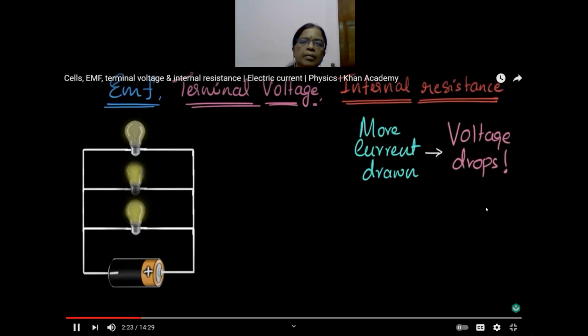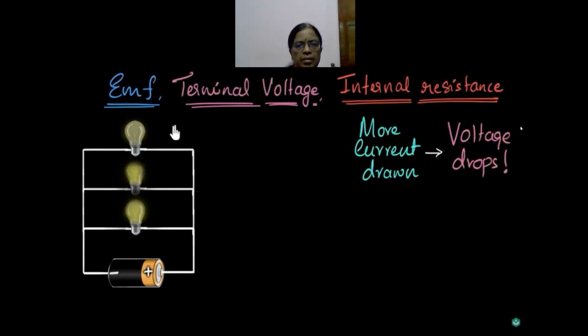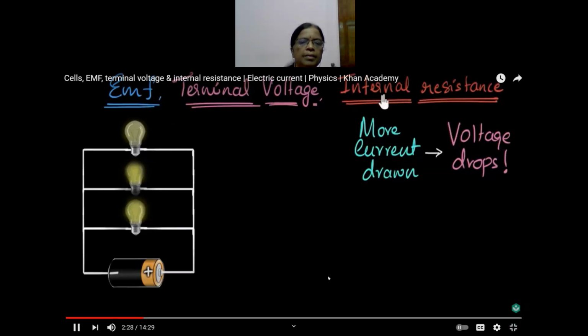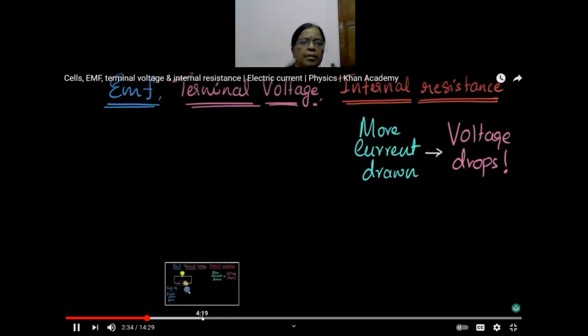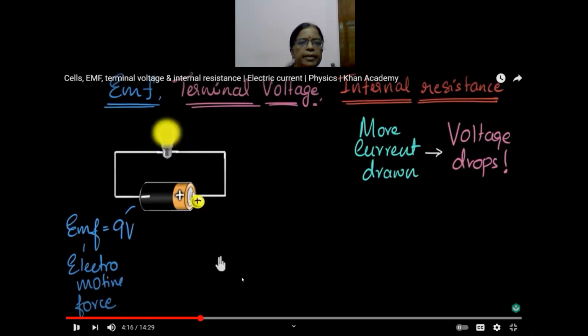To answer this question, we need to understand exactly what EMF, terminal voltage and internal resistance are. So let's look at just one battery and a bulb. Let me get rid of this. See, listen here. I told you when more current is drawn, the voltage is dropping.